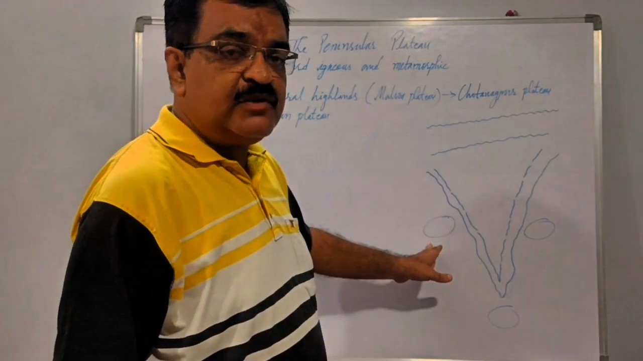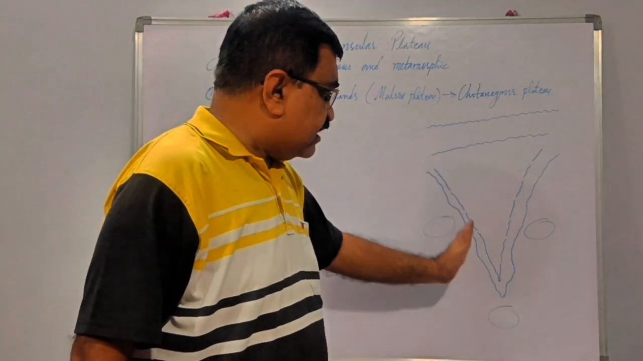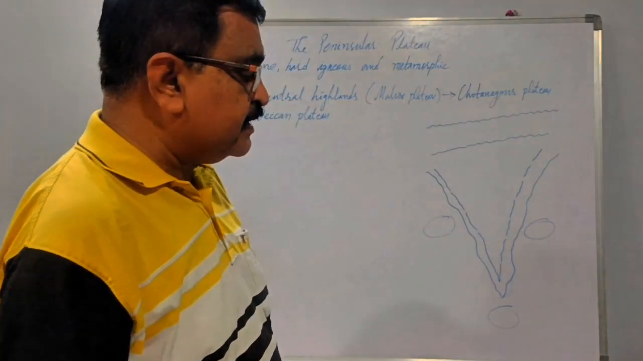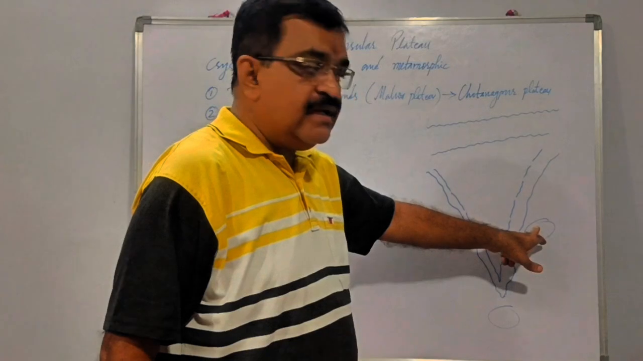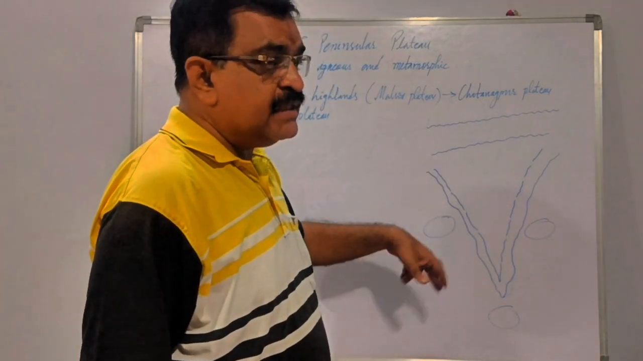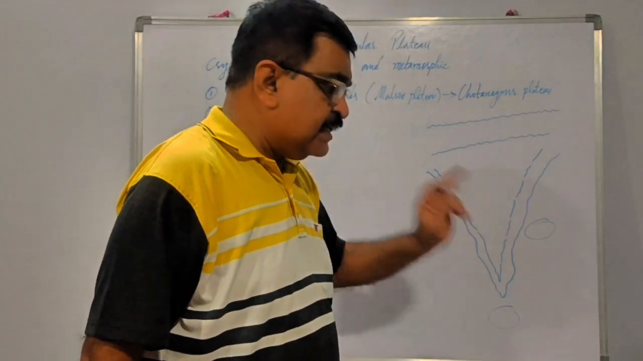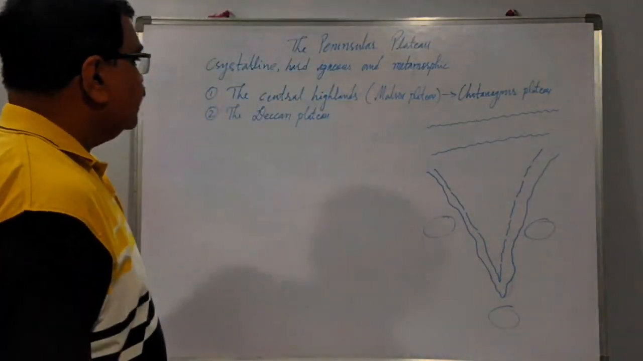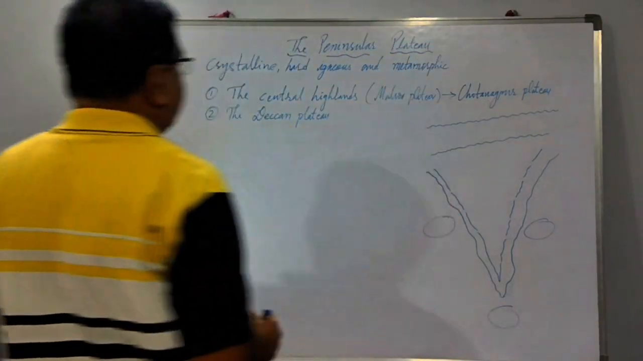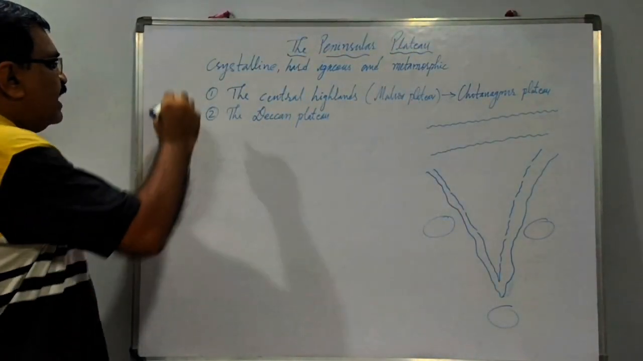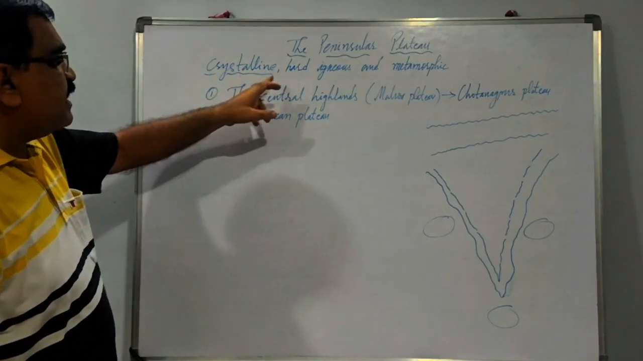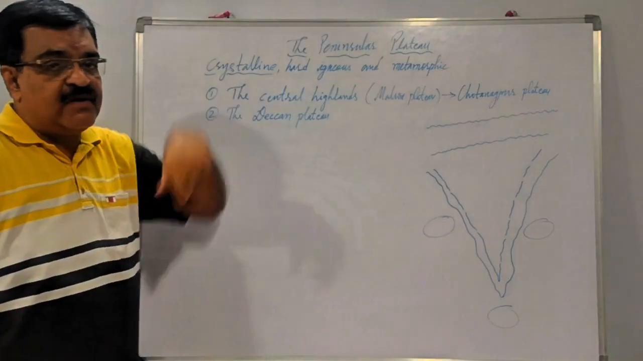Why is it called the peninsular part? Because this part is surrounded by water on three sides. On the eastern side, the Bay of Bengal is there. On the western side, the Arabian Sea is there. And on the southern side, the Indian Ocean is there. So the next comes the peninsular plateau. The peninsular plateau is composed of crystalline, hard igneous and metamorphic rocks.